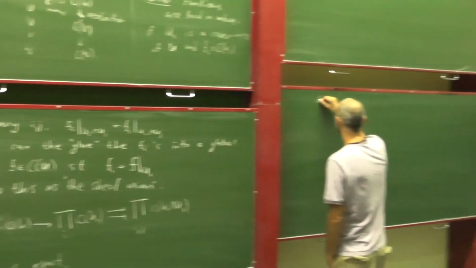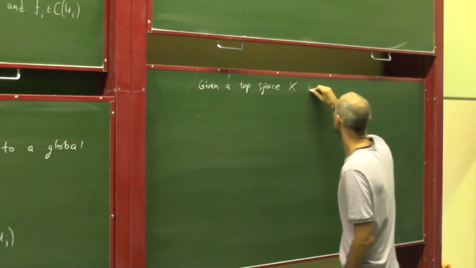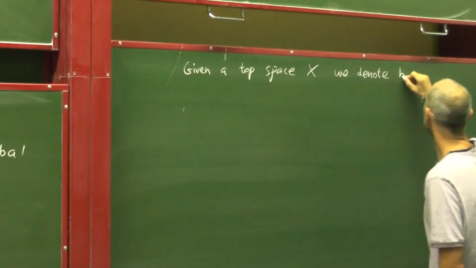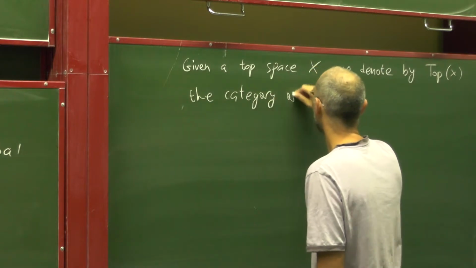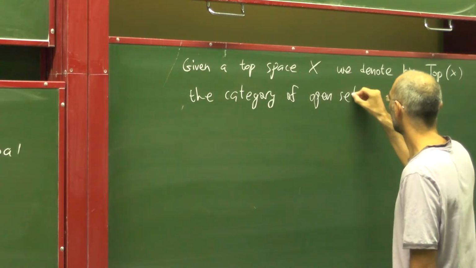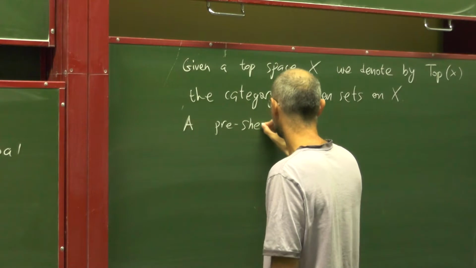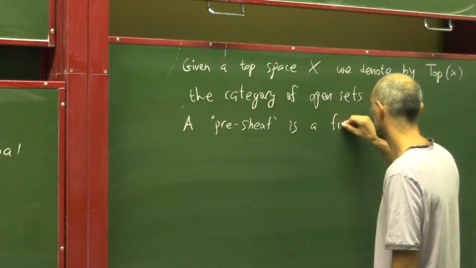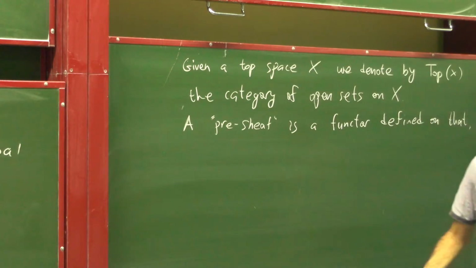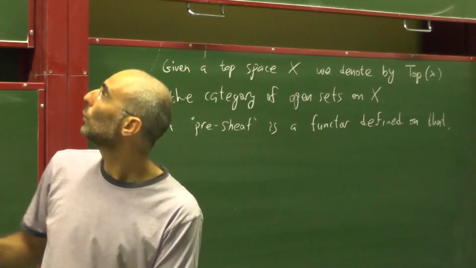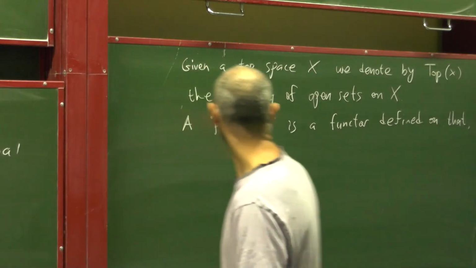So, given a topological space X, we denote by Top(X) the category of open sets on X. A presheaf is a functor defined on that category, such as this one. A functor into what? Then we will say this is a sheaf of C-algebras, in our case. Sheaf of abelian groups, sheaf of sets, etc.